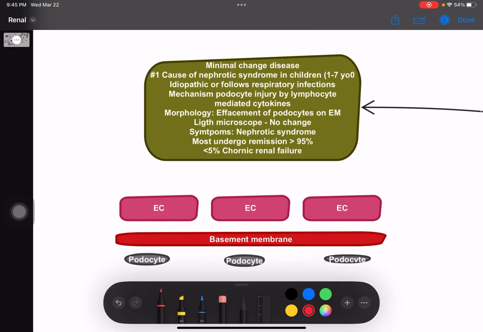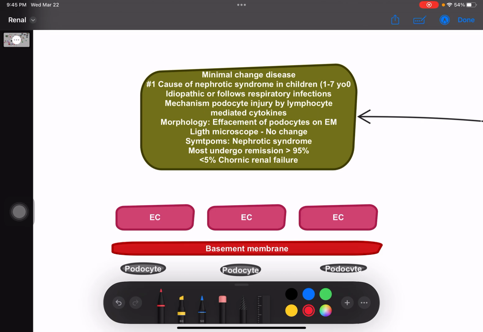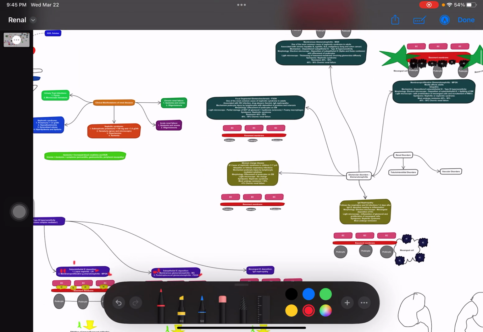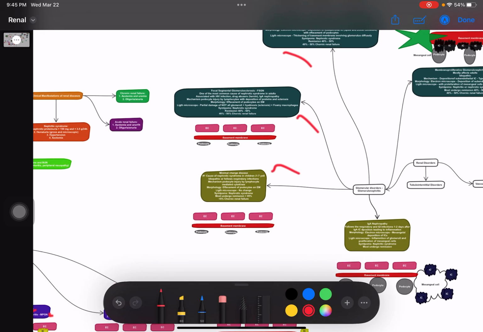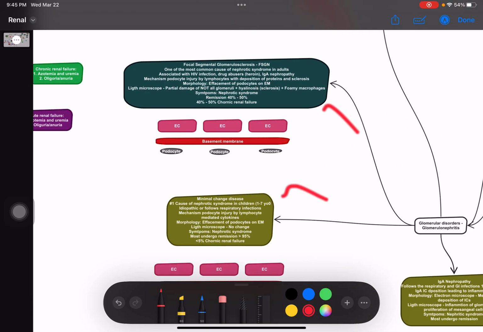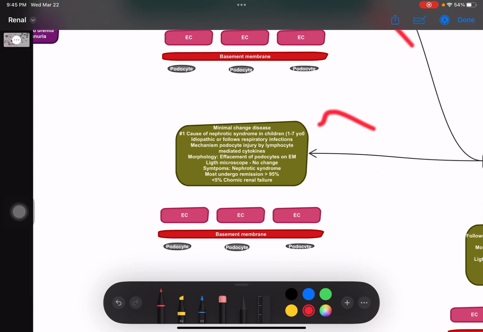Okay. Now I'm going to talk about the glomerular diseases one by one, starting with the first disease, which is minimal change disease. This is the most common cause of nephrotic syndrome in children. So the first three disorders are only symptomatic with the nephrotic syndrome, right? There's no blood in urine.